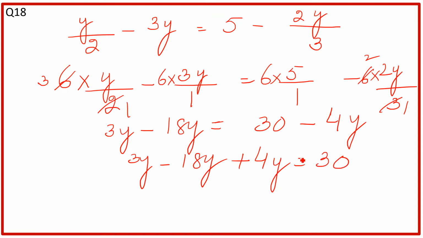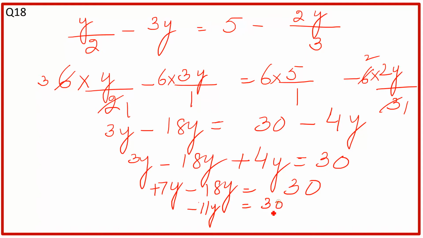Only 30 we have on the right hand side. So see, this is positive, this is positive. It is positive 7y negative 18y, which is equal to 30. Right? So 7y and negative 11y, which is equal to negative 11y equal to 30. You have to divide it by 11, 11 with here. So this will cross each other.